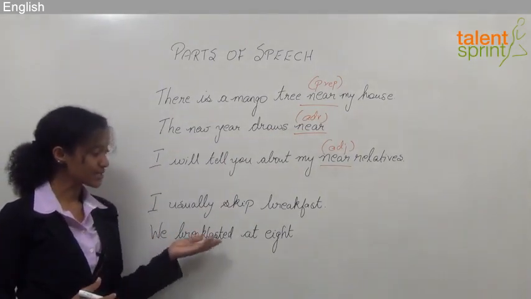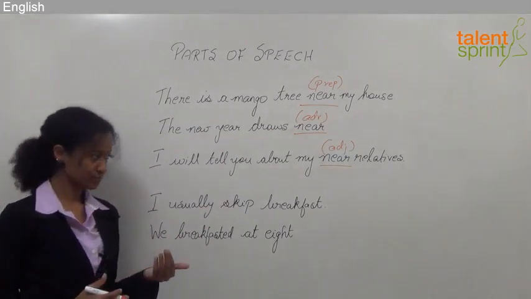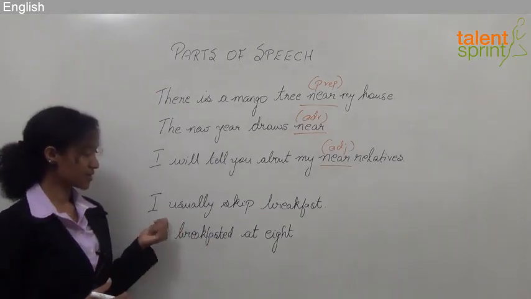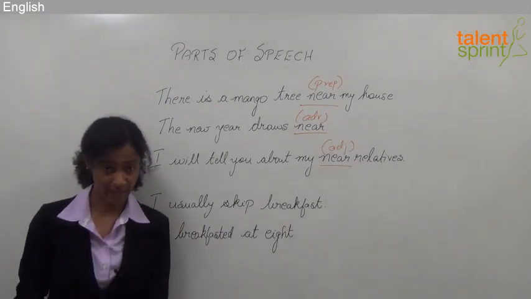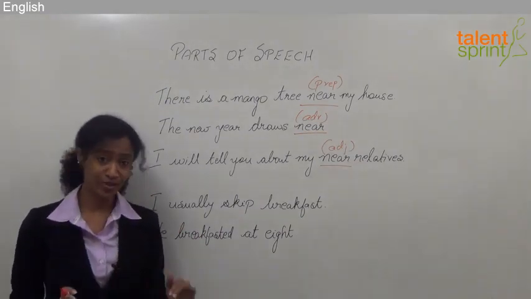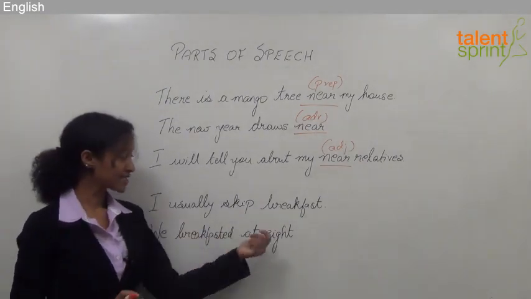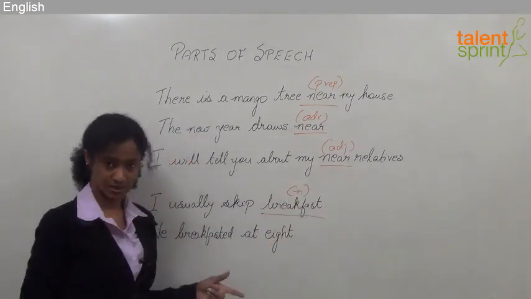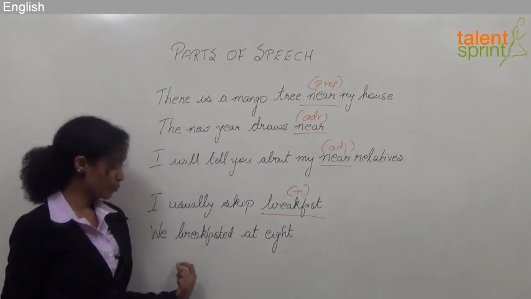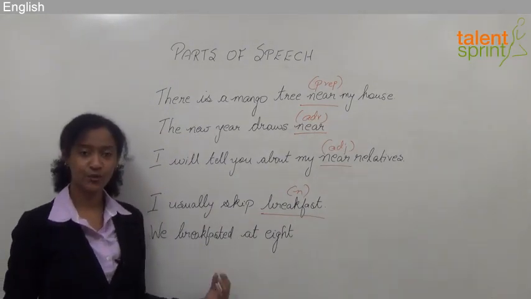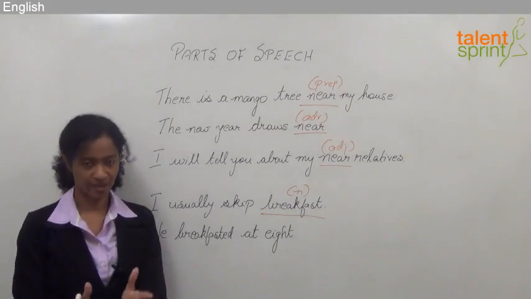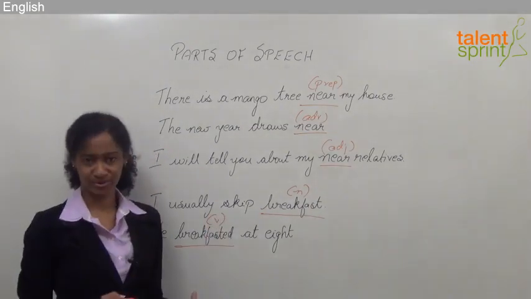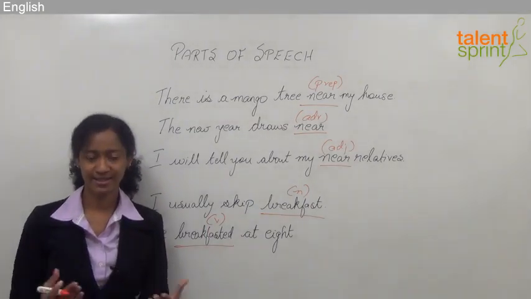I usually skip breakfast, and we breakfasted at 8. So in the first sentence, I usually skip breakfast, which is a very bad thing. I wouldn't advise you to do that. I usually skip breakfast. So breakfast here functions as a noun. Okay, and we breakfasted at 8 shows me the action. We broke the fast, right? So here it functions as a verb. Yeah, let's look at one more word and see the difference.